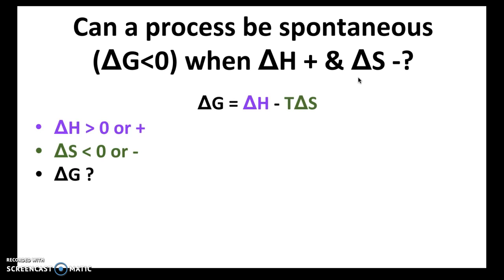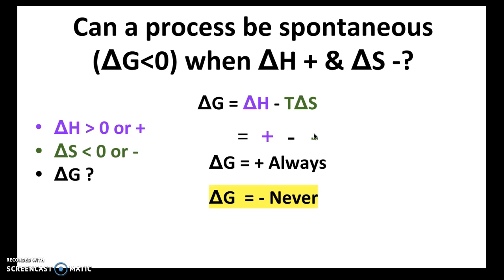So here, the same thing we did before, we can plug in our signs. We have a positive for delta H and a negative for delta S. And then when you have a positive number subtracted by a negative number, what happens? When you subtract a negative, this portion becomes positive. So based on that, could we ever have a negative delta G? No, we can't, because we have a positive combined with a positive, because remember, when you subtract negatives, they become positive. And so delta G will always be positive. That means it will never be negative.